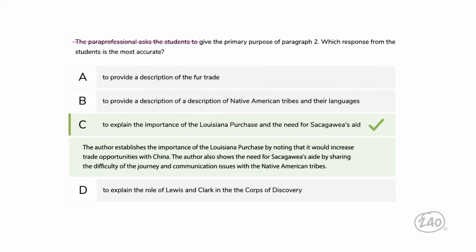This is the correct choice. The author establishes the importance of the Louisiana Purchase by noting that it would increase trade opportunities with China. In addition, he shows the need for Sacagawea's aid by revealing the difficulty of the journey and the communication problems with Native American tribes.